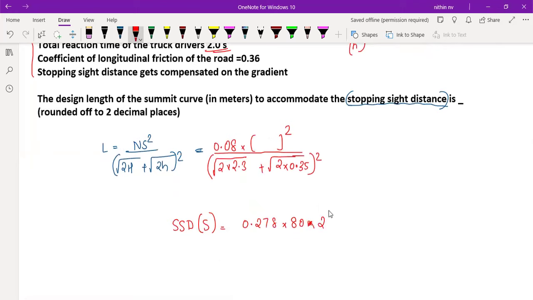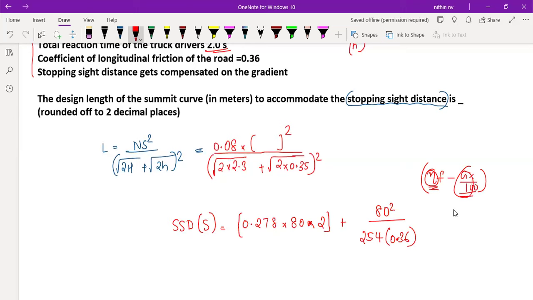So 0.278 V T, into 2, this is the lag distance, plus the braking distance, V square divided by 254 F. F is how much? Given in the question as 0.36. Right or not? In another question where we discussed the stopping sight distance, we had too many things here, right? Eta F minus G% by 100, like this we have written. Why? Because they had given the efficiency and also it was on a gradient.